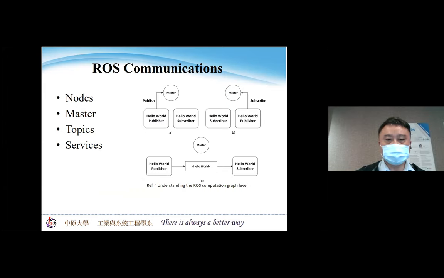Basically, this shows how two robots communicate with each other. For each robot, it's just like a node. And it can publish the message to the master, then communicate with each other. Then the other one will subscribe to the messages from the master. So that's why they can communicate with each other, right?